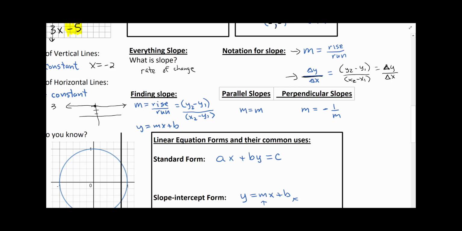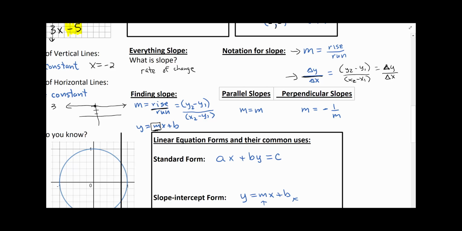So when you go to find slope, you could look at a graph, and if you have a drawing, you might use rise over run. If you have 2 coordinate points, you'll use the slope formula. And if you have a line or an equation, the slope is that value attached to the x. Remember, the slope doesn't include the x. It's whatever's attached to the x that is the slope.